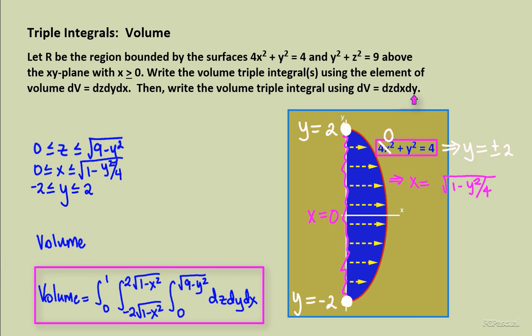Now let's write the triple integral for the volume. Starting with the outermost integral, which is for the last variable of integration, the variable y, we have minus 2 for the lower limit and 2 for the upper limit. For the second variable of integration, which is the variable x, we have 0 for the lower limit and the square root of 1 minus y squared over 4 for the upper limit. And finally, for the first variable of integration, the variable z, we have 0 for the lower limit and the square root of 9 minus y squared for the upper limit.